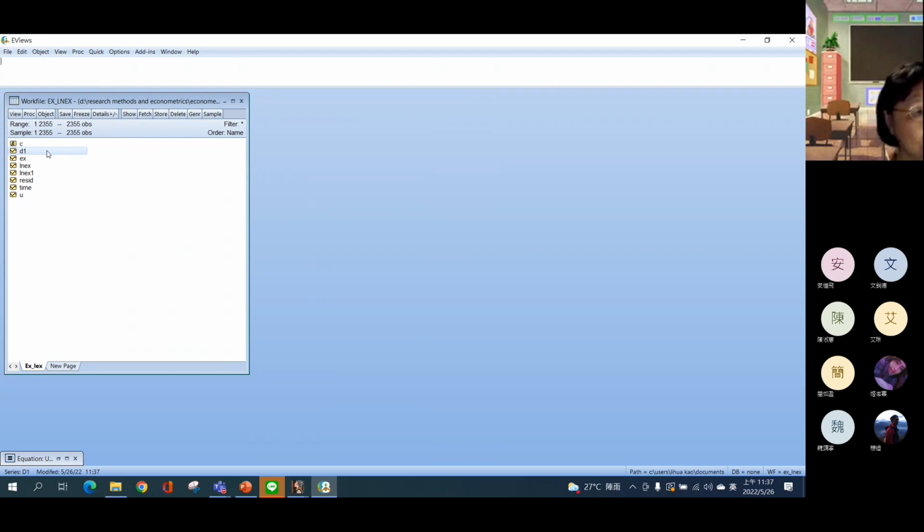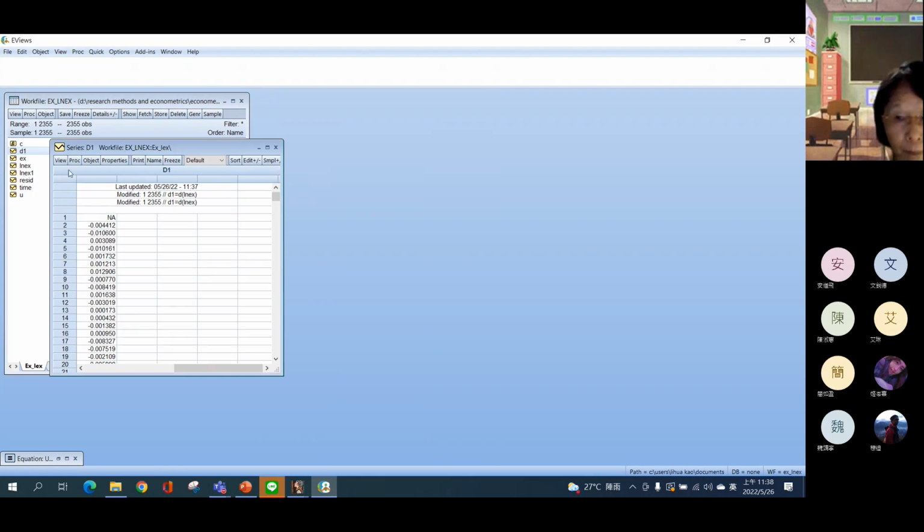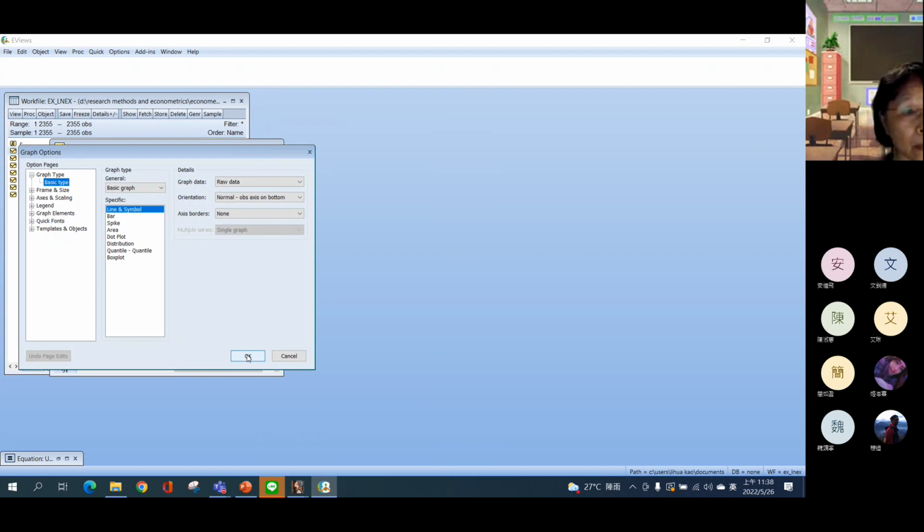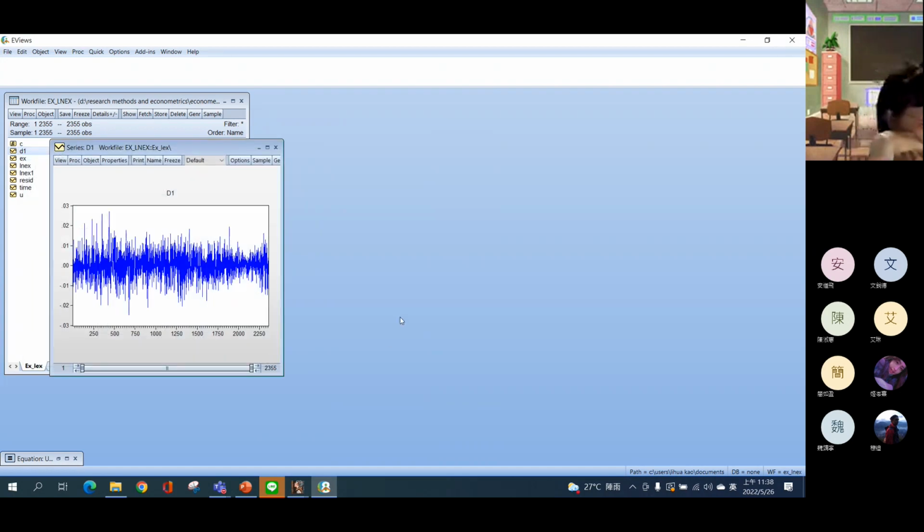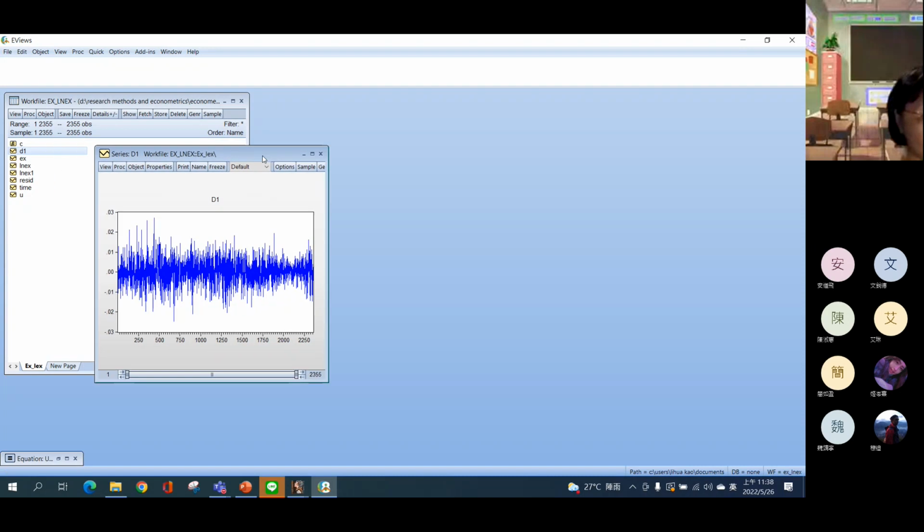Then I can use the original three ways to see how this D1 looks. The first one is graphical. I view it using the graph. How does this look? We did not see any trend, right? Yes, this is the first difference. We did not see any trend at all.